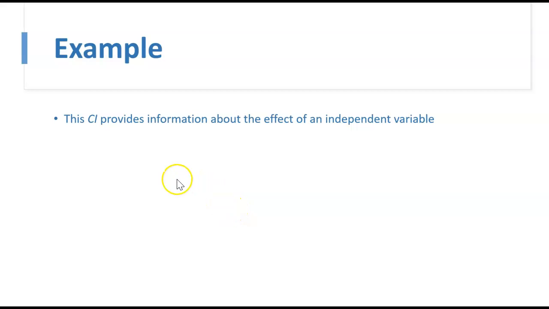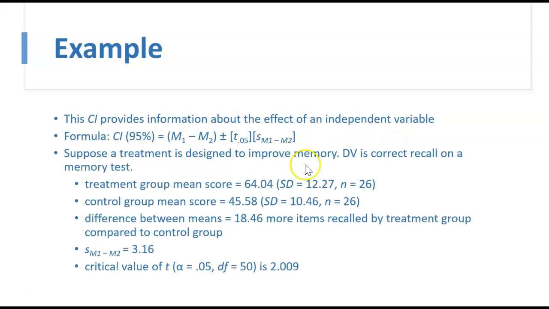So for example, you could want your confidence interval information to be about the effect of an independent variable, where your independent variable represents two groups. Let's say one group has been exposed to a treatment like a reading intervention, and the other group has not. They're the control group. So you have experimental versus control. And you want a confidence interval of 95%. You have the mean of the first group minus the mean of the second group, and the standard error for that difference. Now, suppose a treatment is designed, in this example, to improve memory.